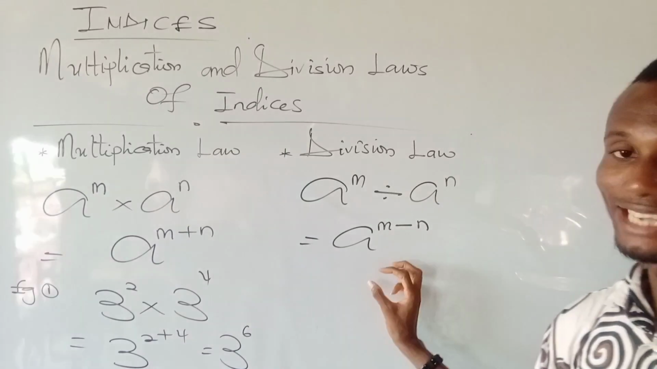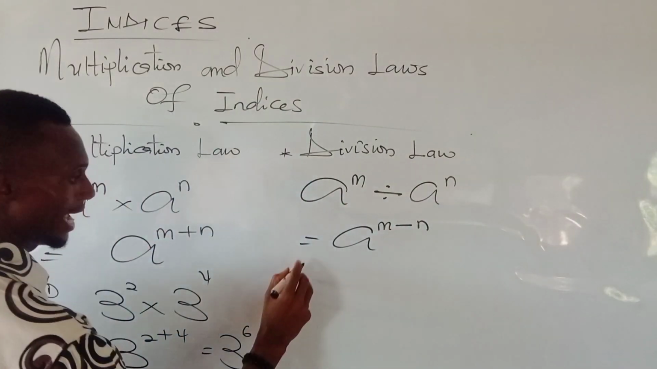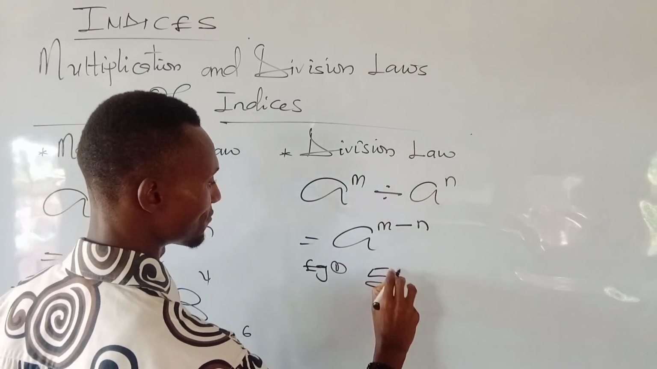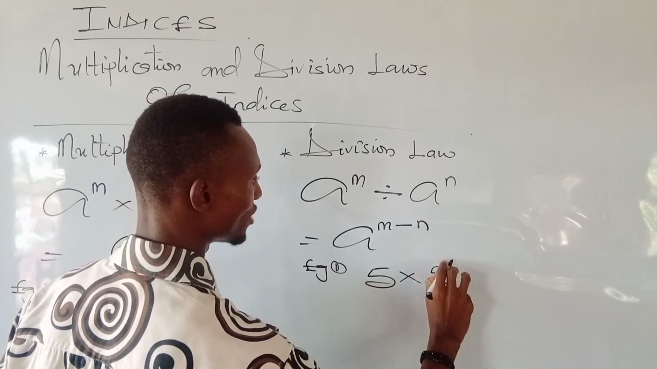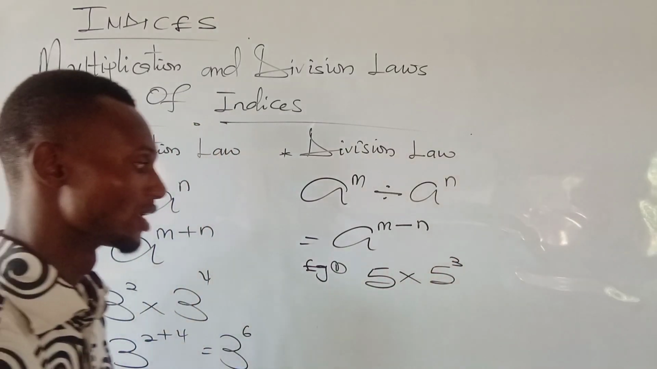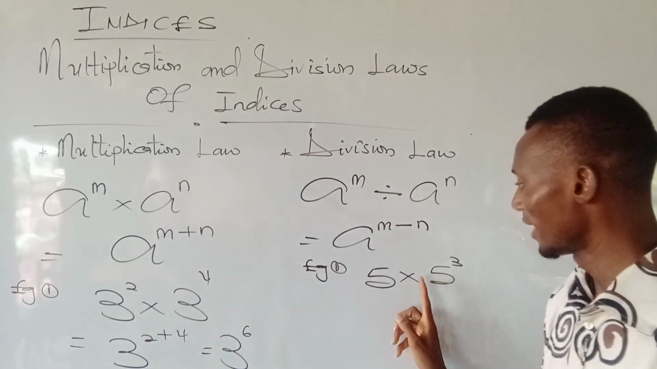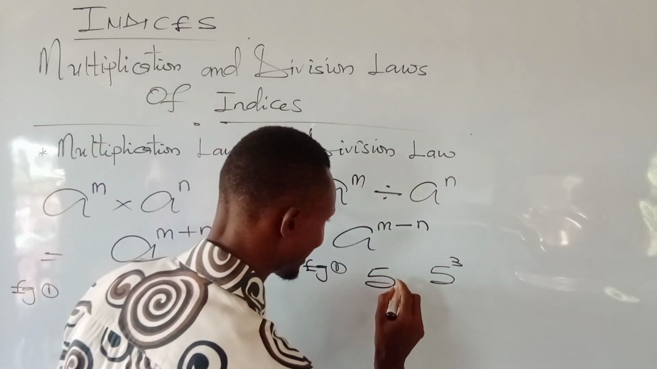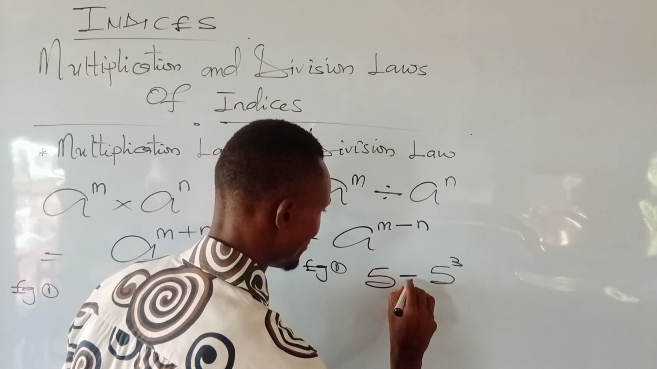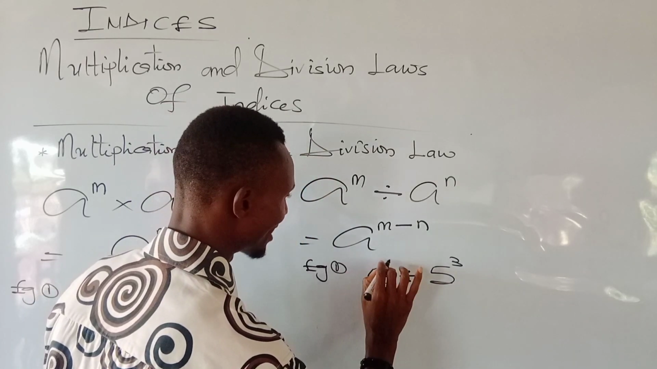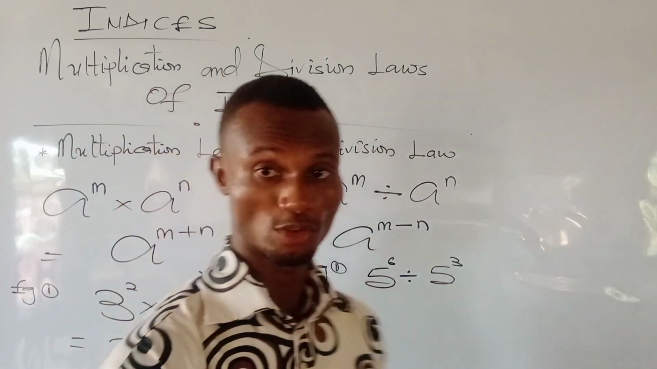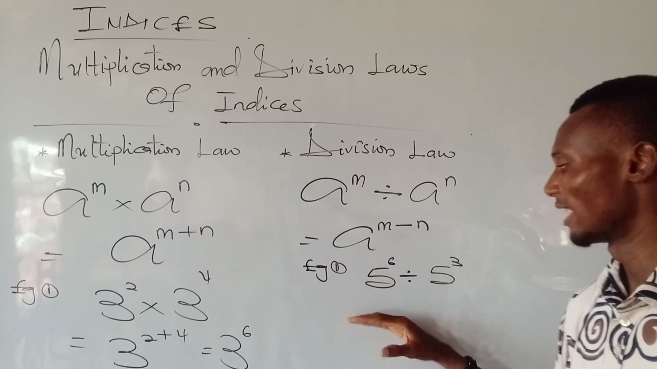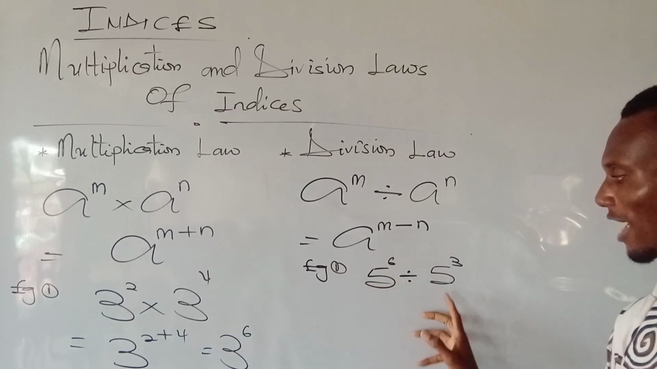Now let me take an example under the division also. So example 1, let me say I have 5 times 5 to the power 3. Sorry, I should make it division, because it's an example under the division. So let me make it division, and let me make this power 6 so that you don't get confused. So I have an example under the division: 5 to the power 6 divided by 5 to the power 3.